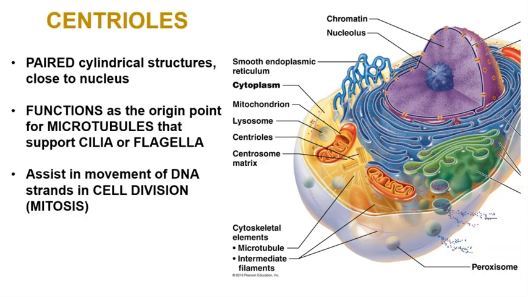The centrioles are an organelle that appear as these paired cylindrical bodies that tend to lie in fairly close proximity to the nucleus. They function as the origin point for all of the microtubule cytoskeleton elements, which we'll see here in a moment. They also function in moving DNA strands during cell division, which is also called mitosis. So now let's examine the cytoskeleton.